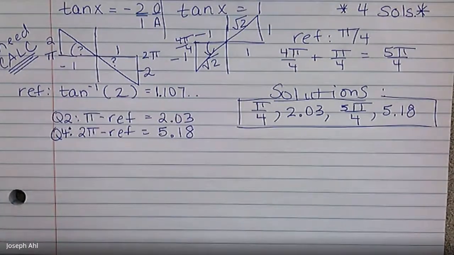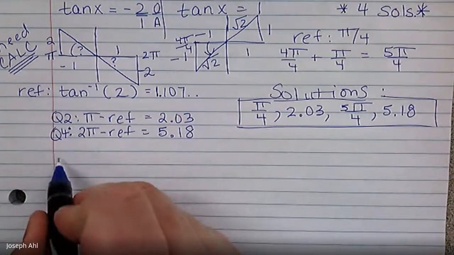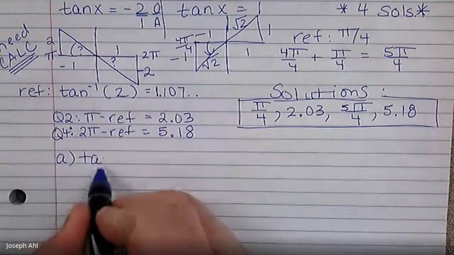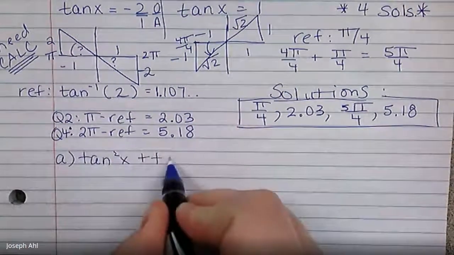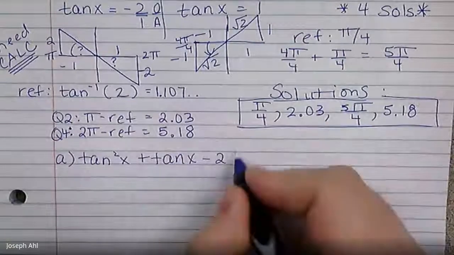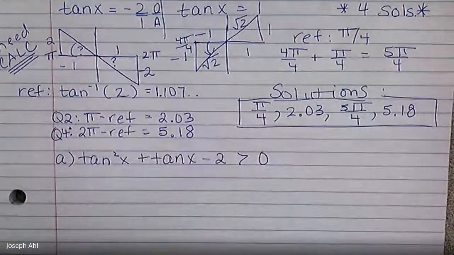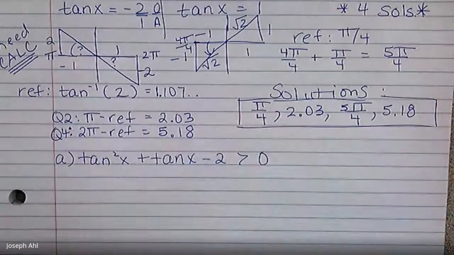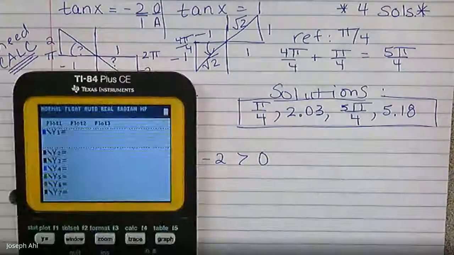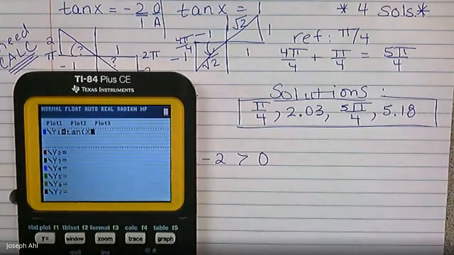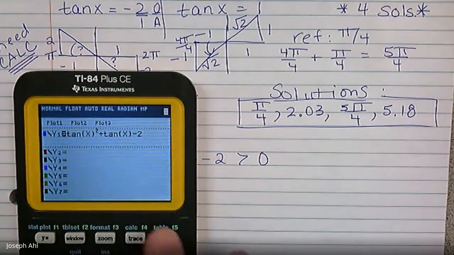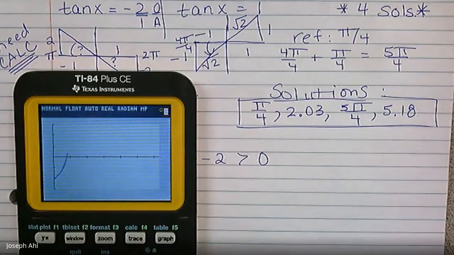Okay. All right, let's just do one of the inequalities. Let's solve when is tan squared plus tan x minus 2 greater than 0. Okay. Now keep in mind, these are my solutions in the order. I'm going to see where it hits the x-axis in those places. So we're going to do tan x squared and then plus tan x minus 2. Let's hit graph, see what happens. All right, we get our 4 answers.